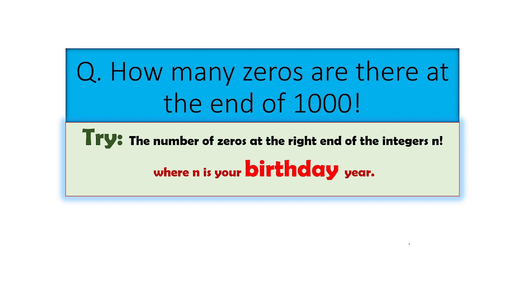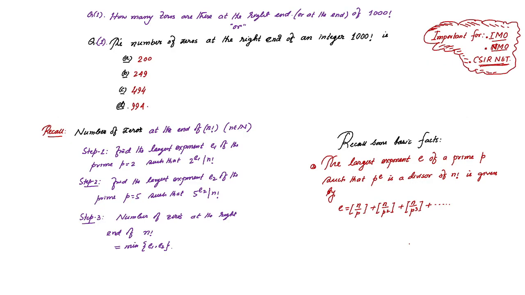When our problem is solved, after that you can try finding the number of zeros at the right end of a factorial, where you put the year of your birthday. So now we come to the problem. As an example, take n equals 1000. The question is how many zeros are there at the right end of 1000 factorial.